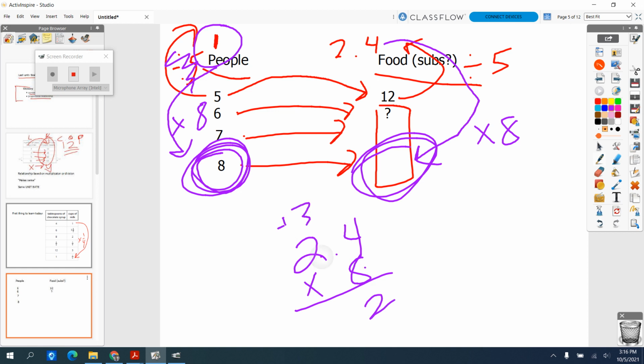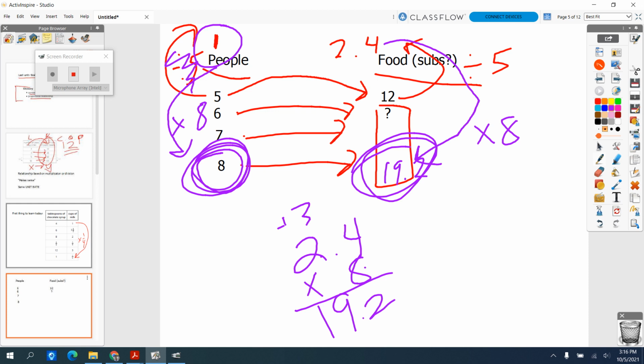8 times 2.4 is 19.2. So that's how many subs I would need to order in order to keep it proportional, meaning order the same amount of food, for one person. If one person needs 2.4 subs, then 8 people would need 19.2 subs.